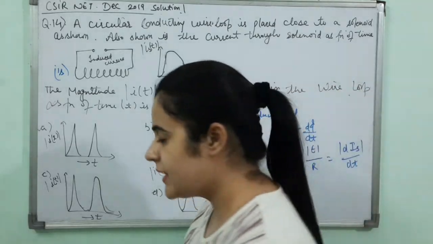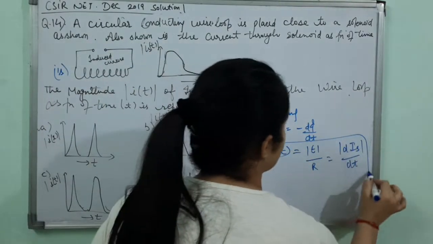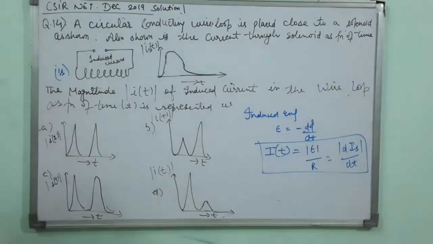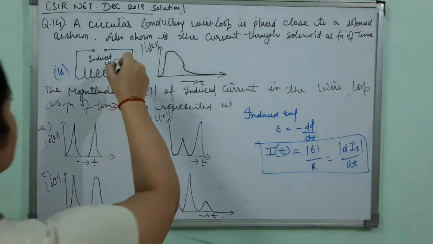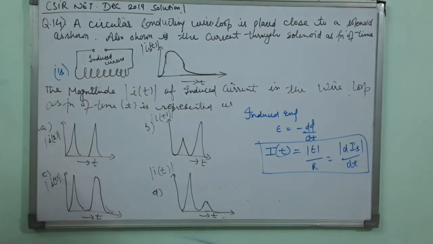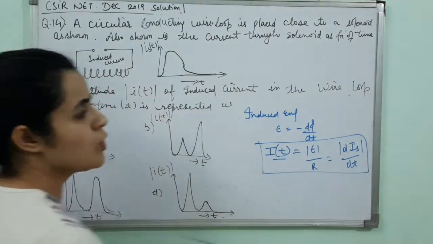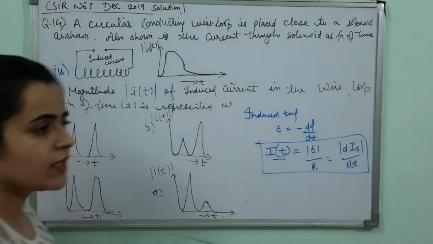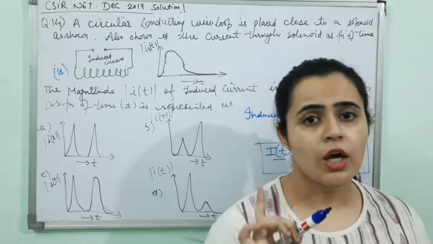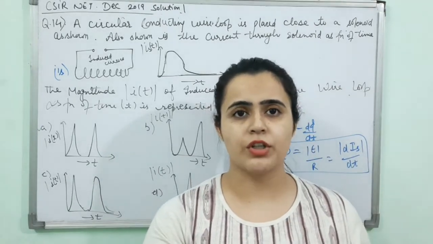What does this equation mean? This equation means as IS increases, IT also increases. That means as the current in the solenoid increases, the induced current also increases with respect to time. Similarly, if IS decreases, then IT will also decrease. Now, this is the one concept for solving this question.